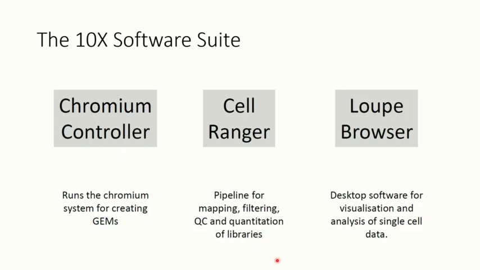Cell Ranger, unfortunately, has no Windows version. It relies on a Linux operating system, because their mapping and some other components in the pipeline require a Linux machine only.